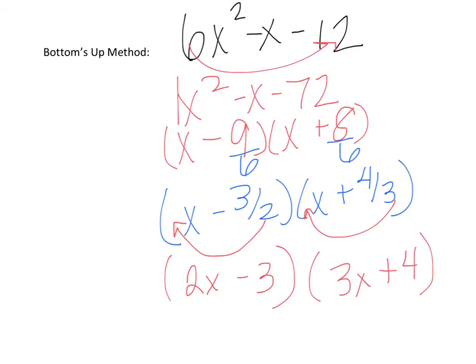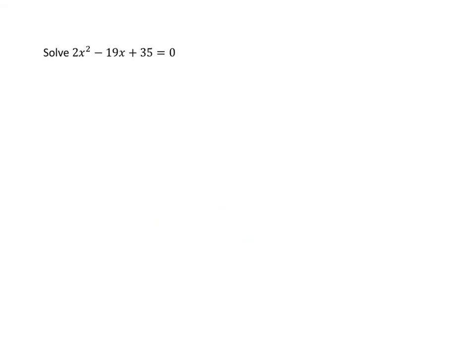So now you've got 3 different ways to factor a trinomial with a leading coefficient not equal to 1. You pick your method and you stick to it. All right, try factoring this on your own using whatever method you want. I'm going to show you with all 3 methods.